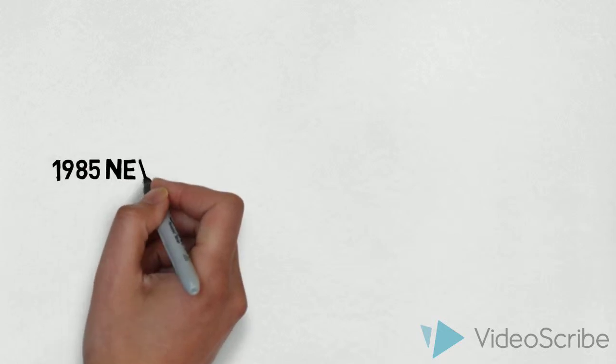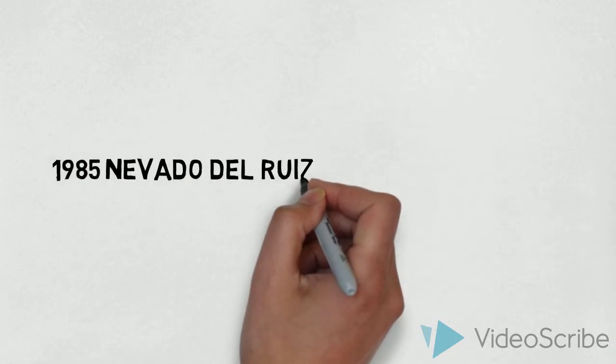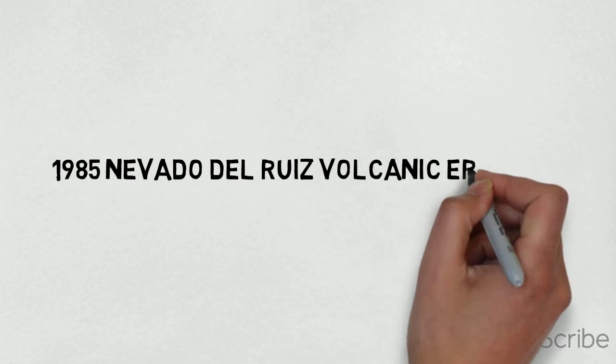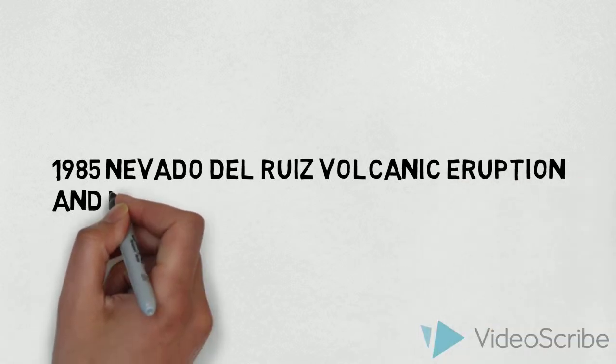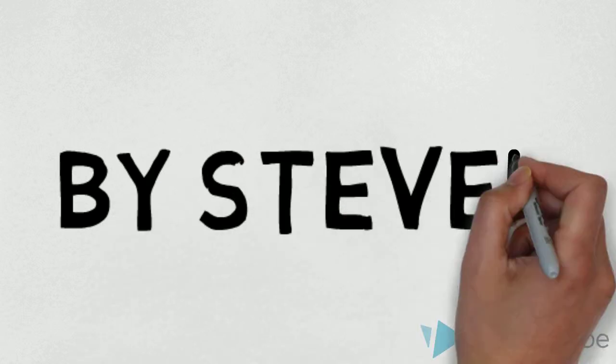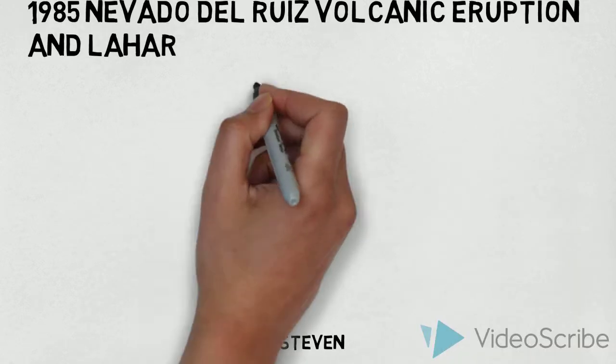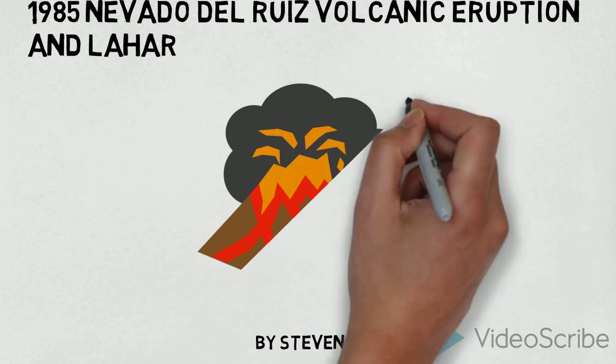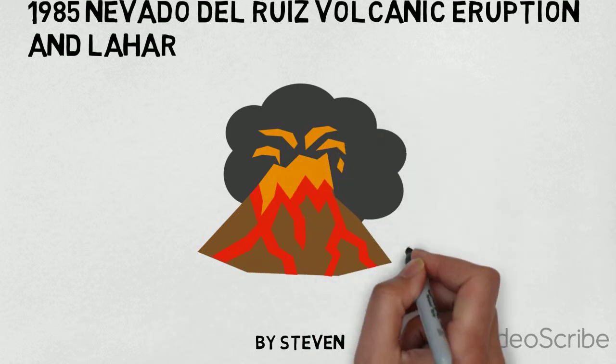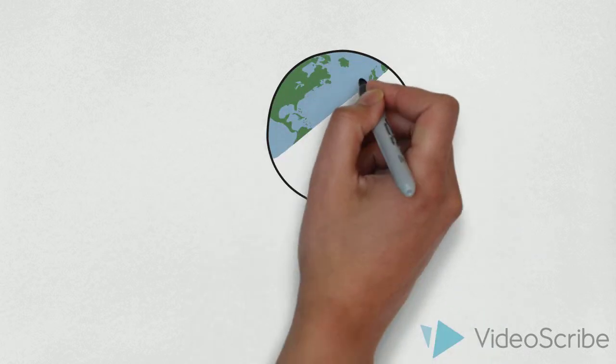Hi, and welcome to my presentation on the 1985 Nevado del Ruiz eruption. This led to one of the worst lahars in the world. Now you might be wondering what happened during this disaster, aside from the fact that it involved the eruption of a volcano. Well, let us first start off with the location of this eruption.